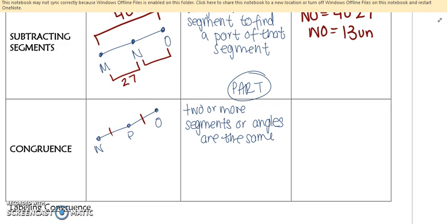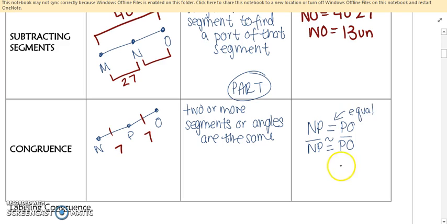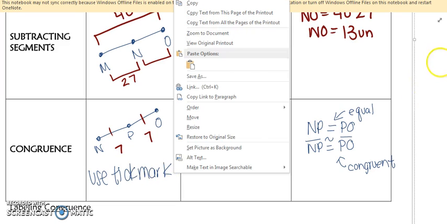We use tick marks to show congruence. So if we know that NP is 7 and PO is 7, we can conclude that NP is equal to PO, or NP is congruent to PO. So this means equal, this means congruent. And congruence uses tick marks. And this is incredibly helpful when we're labeling congruence later on.